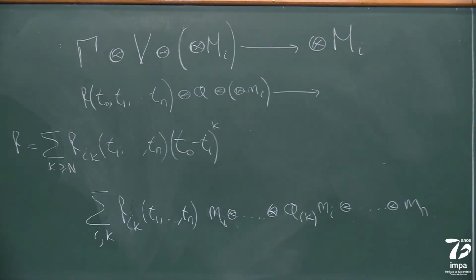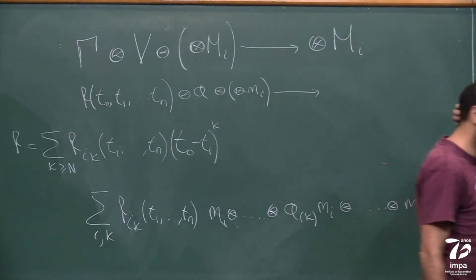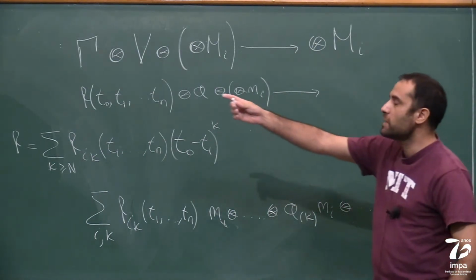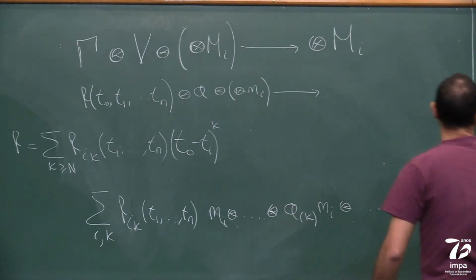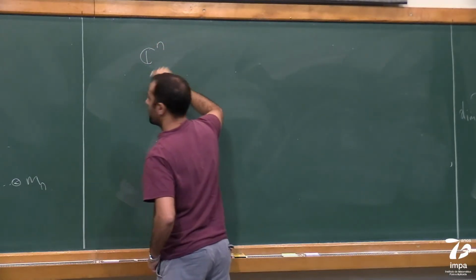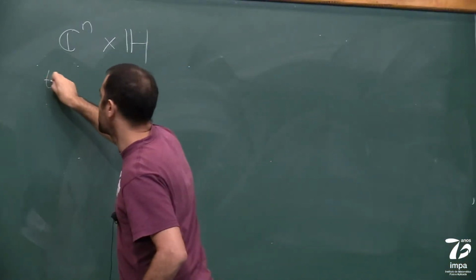So this now gave me a vector space, which is the zeroth homology of that complex, over every point in C to the n times the upper half plane. So I've just constructed a vector bundle over C to the n times the upper half plane. This is where I put the points T1 up to Tn.